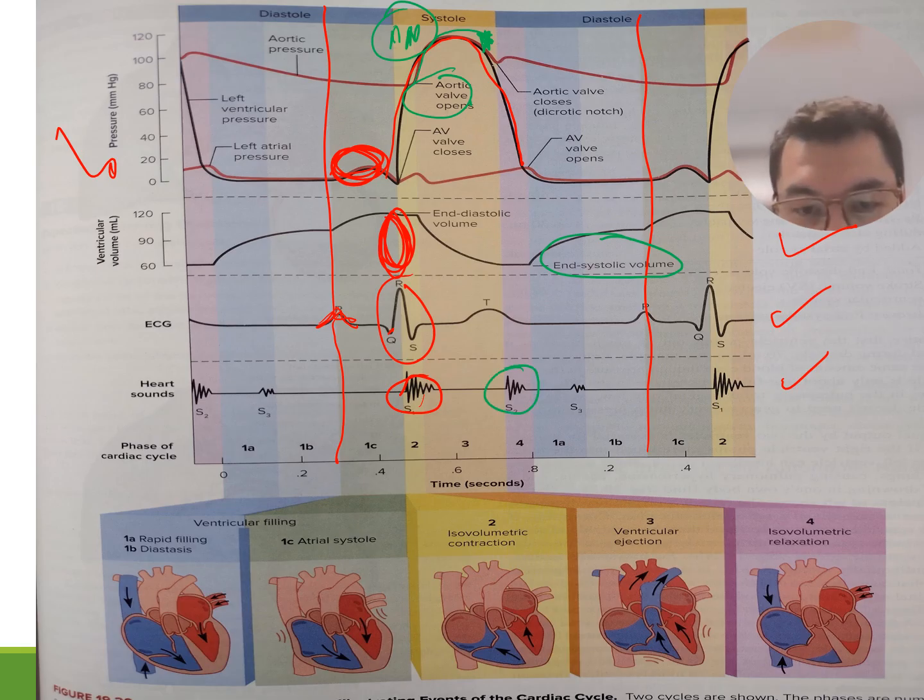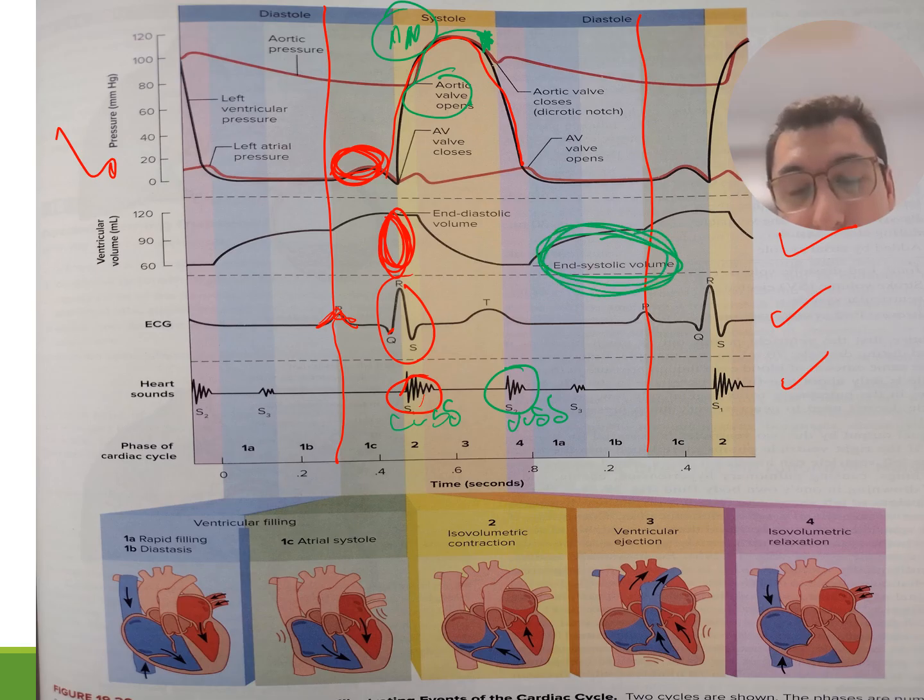Lub, dub. So the first heart sound is related to the closure of the AV valves, and the second heart sound is related to the closure of the semilunar valves. Once those semilunar valves are closed, we're going to end up with our end systolic volume. We'll continue through our late phase now. We have the early phase of ventricular diastole, and we have the late phase of ventricular diastole. The late phase of ventricular diastole is known for the opening of the AV valves.